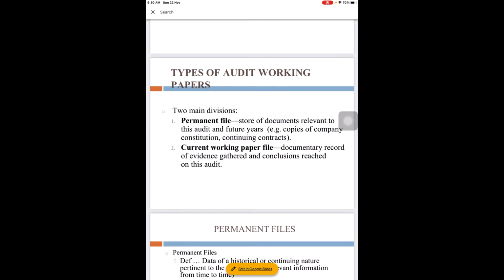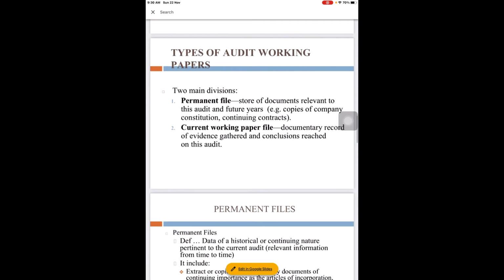Alright, types of audit working paper. We have two, permanent file and current file. Permanent file is where we store the documents relevant to the audit work in the future years. It means that all the information in this file is going to be used for the current period and also for the future period.